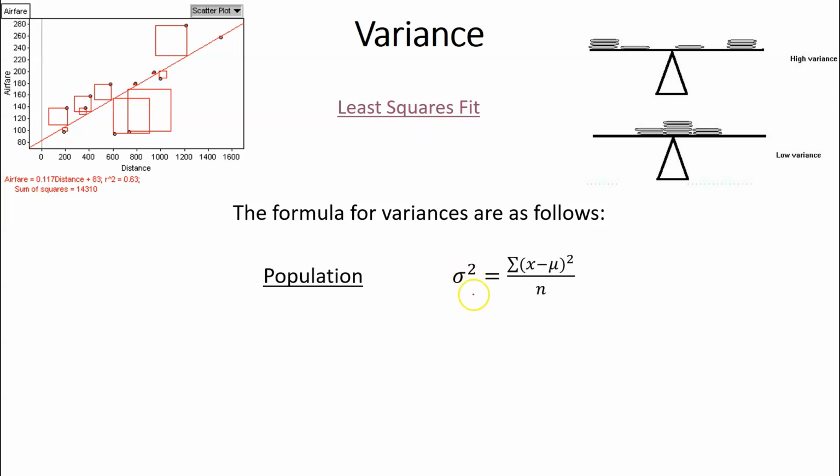Now here is the equation for this. This is the Greek letter sigma. Sigma squared is equal to the sum of, this is going to be the data point's value, take away, this is the mean value of the population, quantity squared, and you're going to add these up for all of the data points. So on each data point, you'll find how far away it is from the mean.